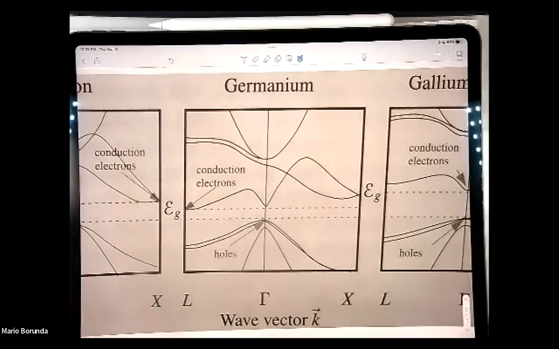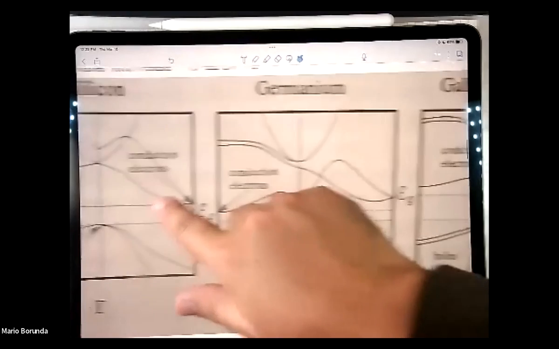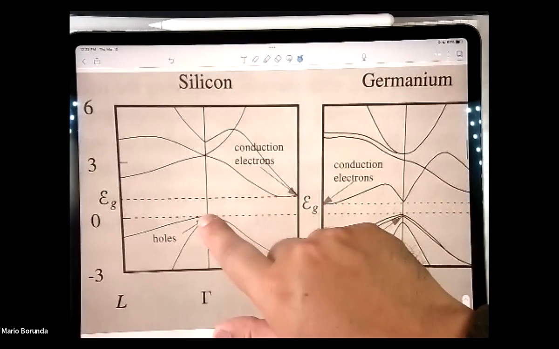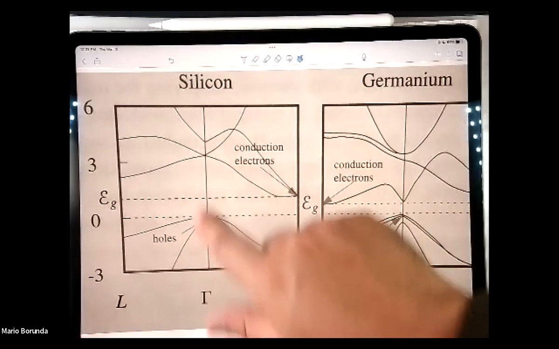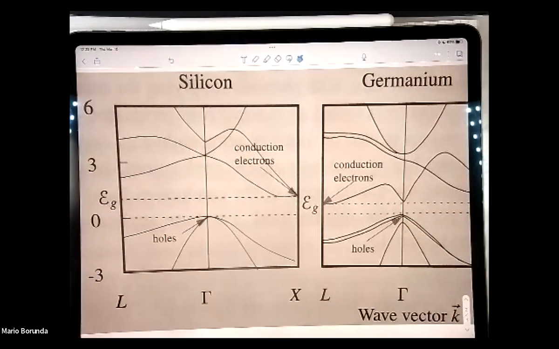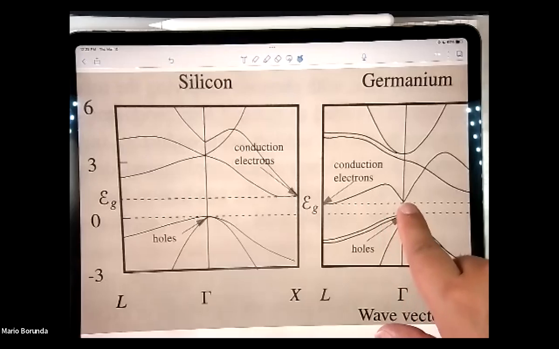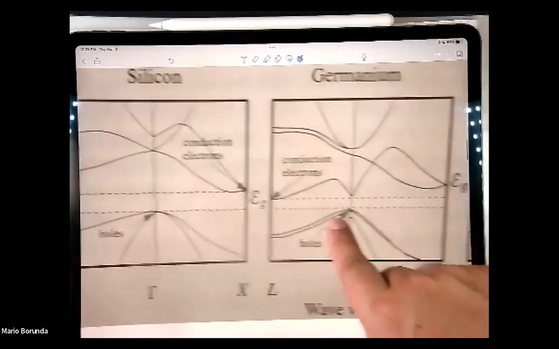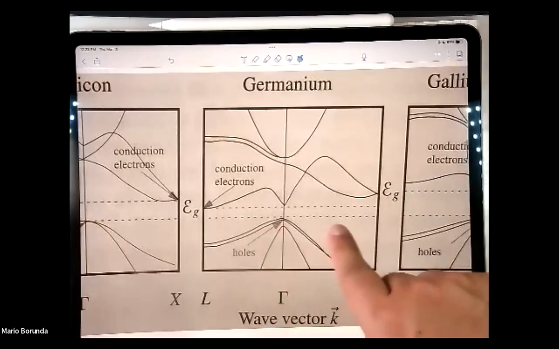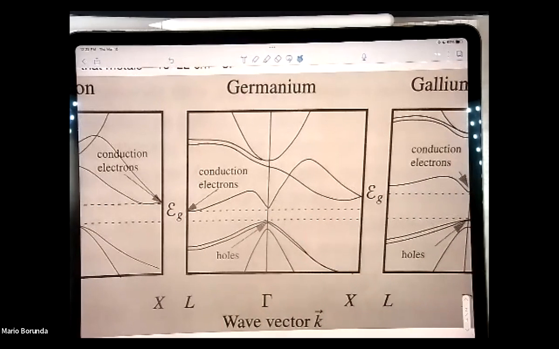If you compare it with this system, the energy difference from here to here is about 3 electron volts. Here it is maybe 1 point something electron volts, maybe 1.1 and 1.2 electron volts. So there's light that can take you up here. So germanium is a better semiconductor for these optical transitions.